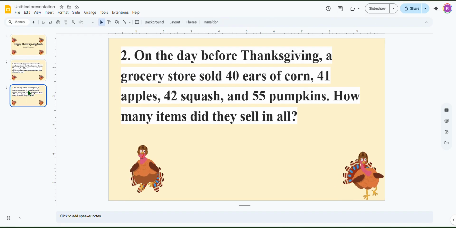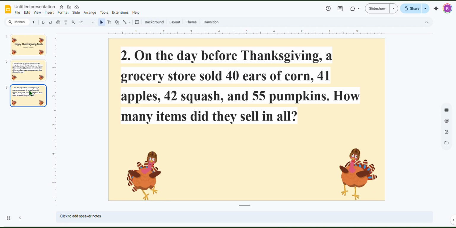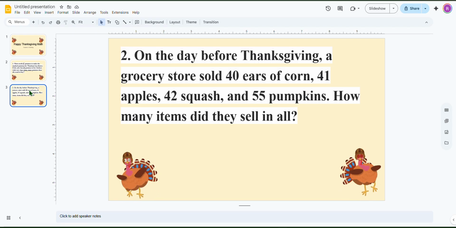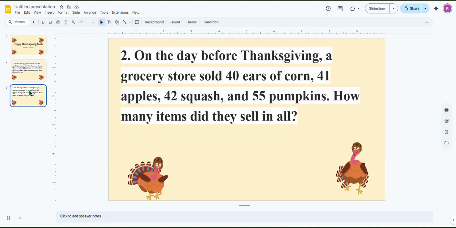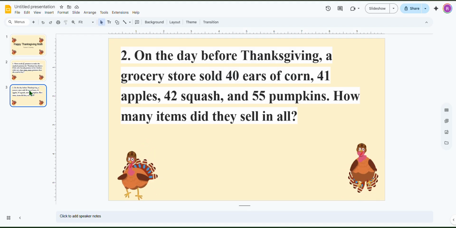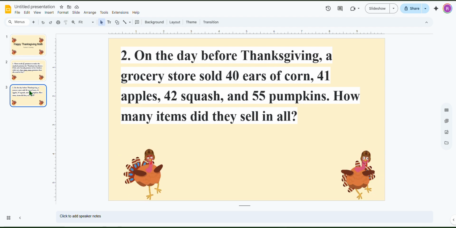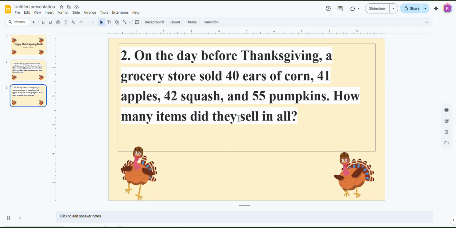Let's go into our next problem. Number 2, on the day before Thanksgiving, a grocery store sold 40 ears of corn, 41 apples, 42 squash, and 55 pumpkins. How many items did they sell in all?